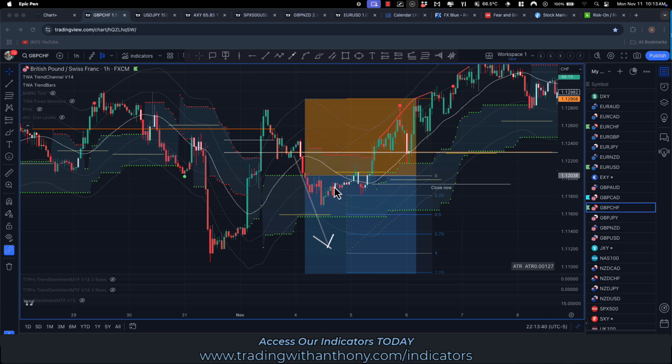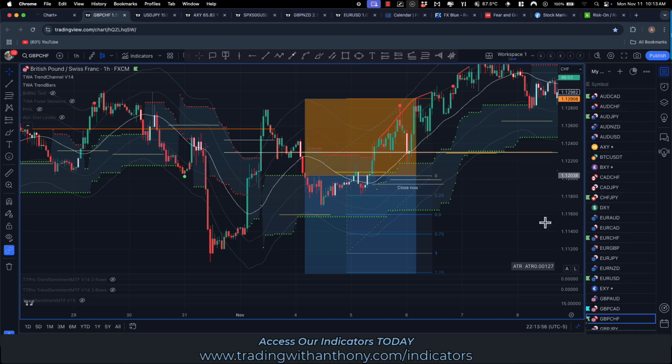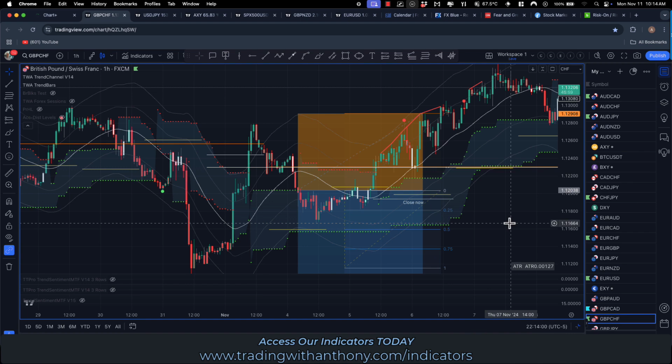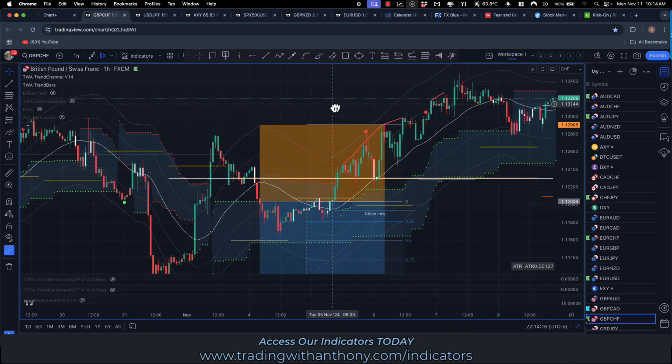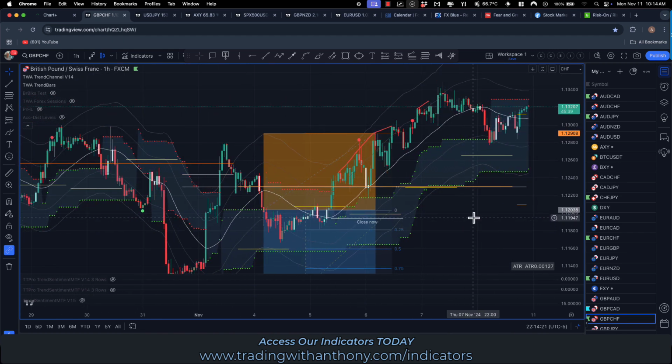But as it was, I ended up shutting it down here, slightly in profit, and then it reversed. Pound Swiss, and that was it. Yeah, look, it was a very light week last week. We came out ahead. We had the elections, so I opened a couple of trades at the beginning, and then we shut down for the elections, and then I took a couple towards the end of the week.